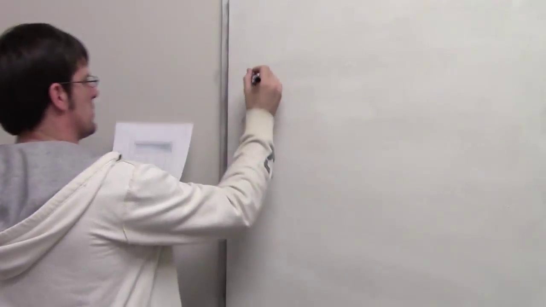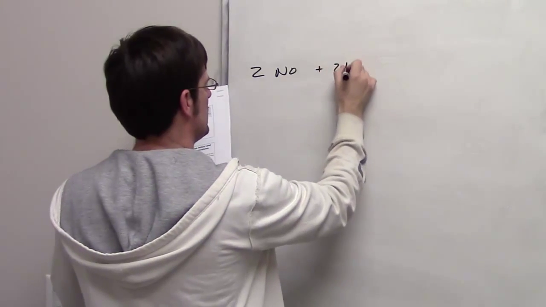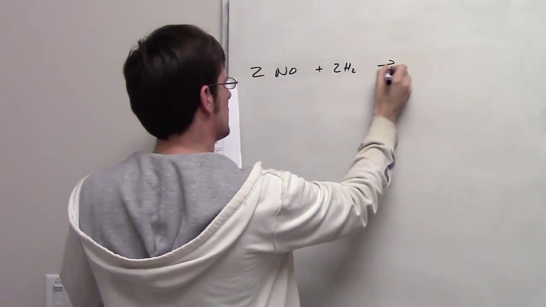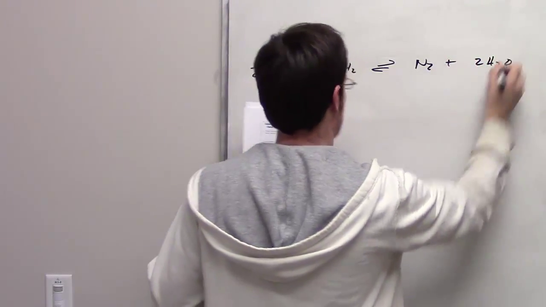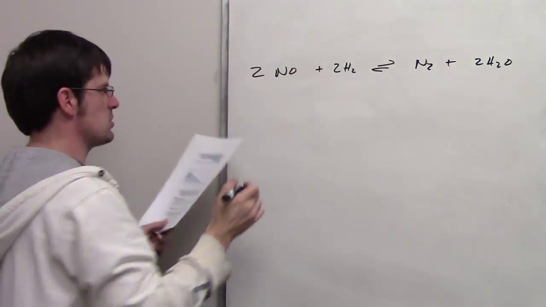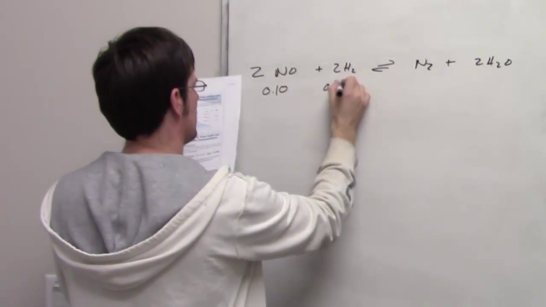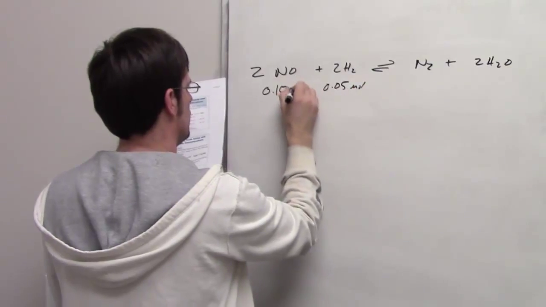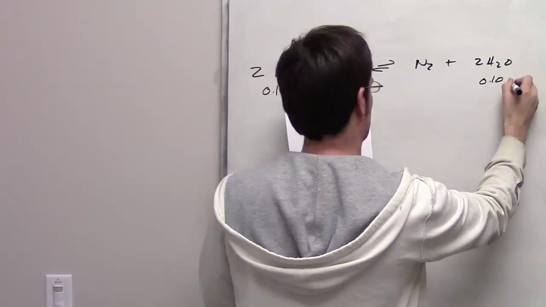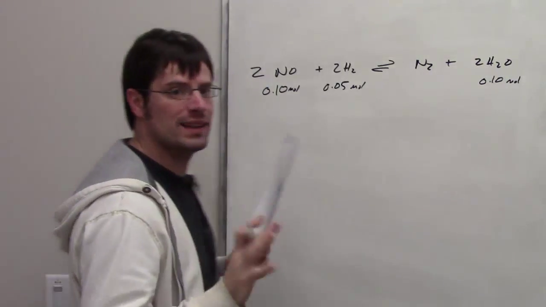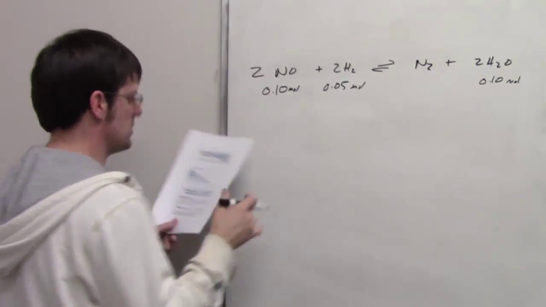This question gives us the reaction 2 moles of NO gas plus 2 moles of H2 gas are in equilibrium with N2 gas and 2 H2O. It then tells us that we've got a mixture of 0.1 moles of NO, 0.05 moles of H2, and 0.1 moles of water. That's interesting. And we've thrown it in a 1 liter vessel at a certain temperature. It then goes to equilibrium.